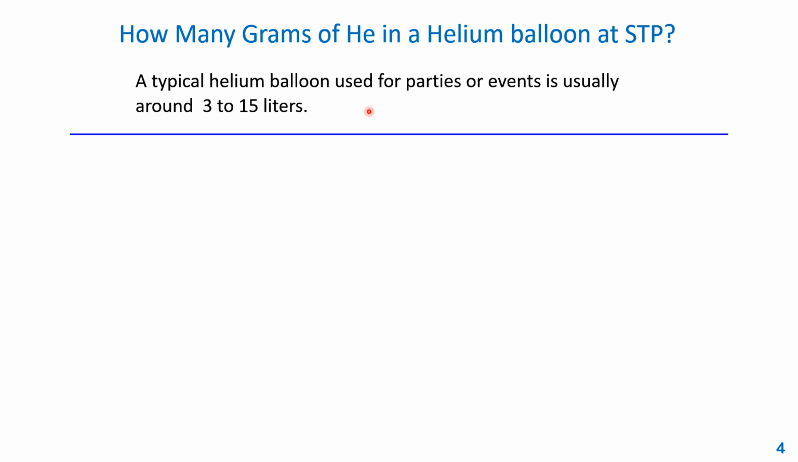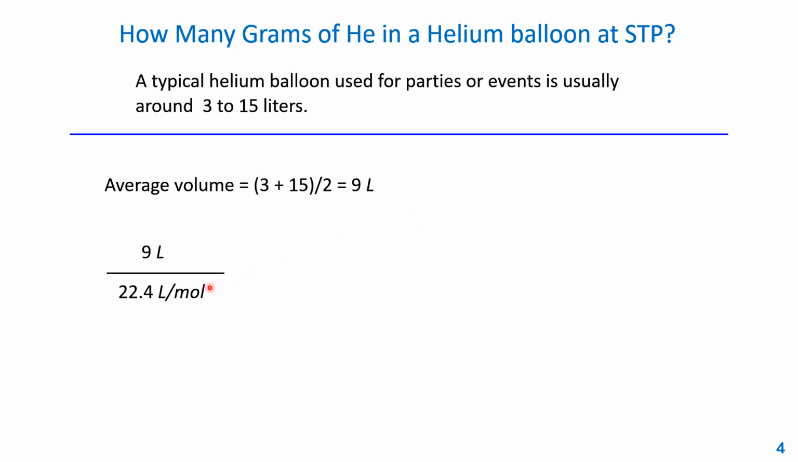So based on this information, we can first take the average volume of the typical helium balloon, which is the average of 3 plus 15, 18, divided by 2, is 9 liters. So now, at STP, 9 liters can be converted to moles, just divide by 22.4. That's called the molar volume. So you can get 0.4 mole of helium. This is at STP. Okay.